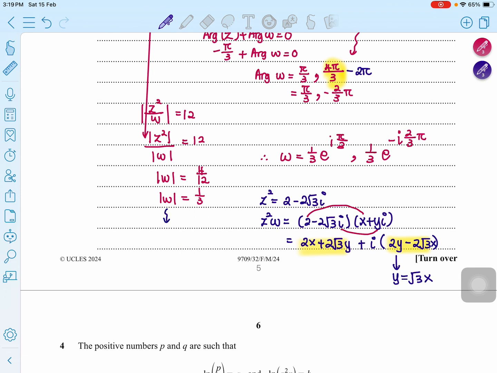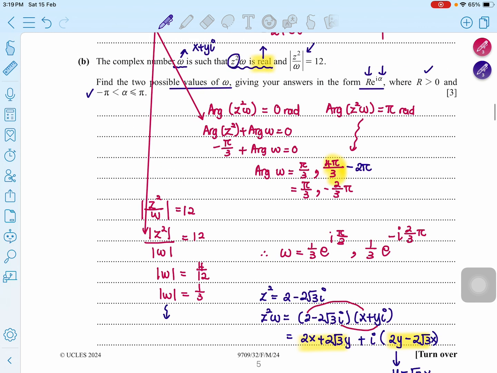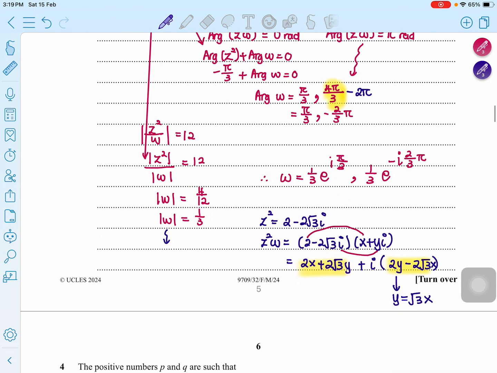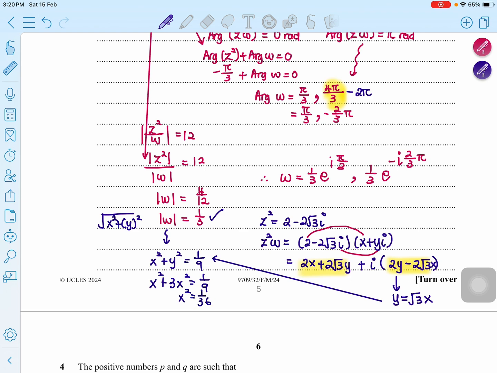You know that the w was actually x plus yi just now. You are the one who let it be that. So you just expand. Find the length, x squared plus y squared. Okay, what am I doing? I'm doing the square root of x squared plus y squared. It's equal to 1 over 3. So I'm going to get 1 over 9. So I will take this and substitute inside here, which will give me x squared plus 3x squared equal to 1 over 9, 4x squared equal to 1 over 9, x squared is equal to 1 over 36, and I will get x as plus minus 1 over 6.